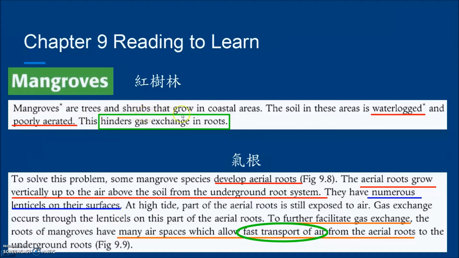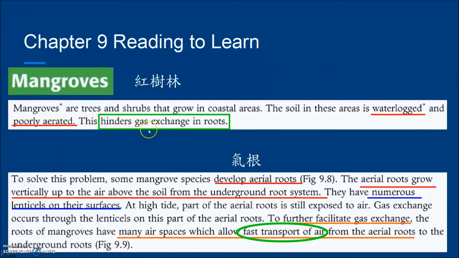Mangroves are trees and shrubs that grow in the coastal areas, so that's why there will be low tide or high tide. And then the soil in this area is waterlogged, and I will show you some pictures to show you how it looks like in the waterlogged soil. Because it is waterlogged, the soil is also poorly aerated, not that much air in the soil, but which kind of air, we need to think about it.